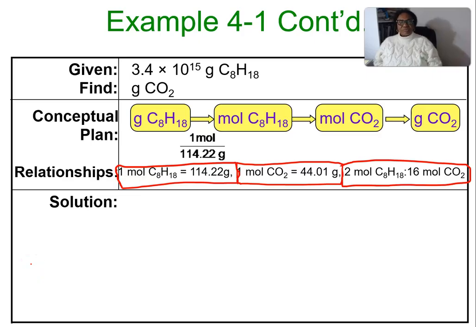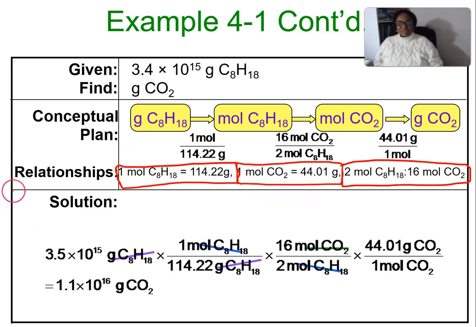So our solution. That's the conversion factor, here the molar mass of octane. This is the conversion factor from the balance equation, the mole ratio. And this is the conversion factor, molar mass of carbon dioxide. So we arrange it: this is the mass of octane, convert it to number of moles of octane, convert it to moles of carbon dioxide, then convert it to mass of carbon dioxide. So we are going to have 1.1 times 10 to the 16 grams of carbon dioxide.